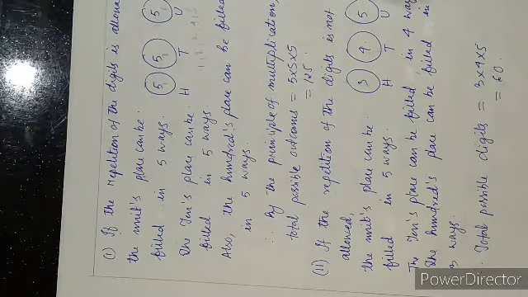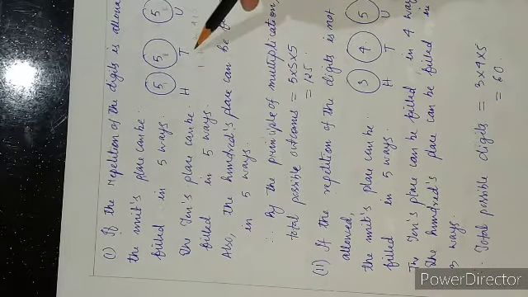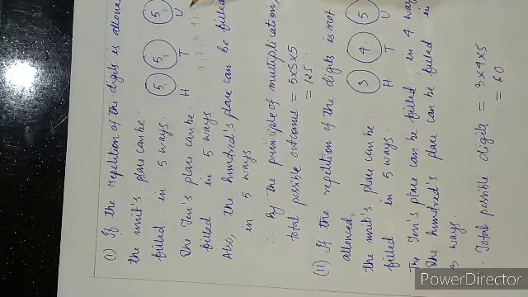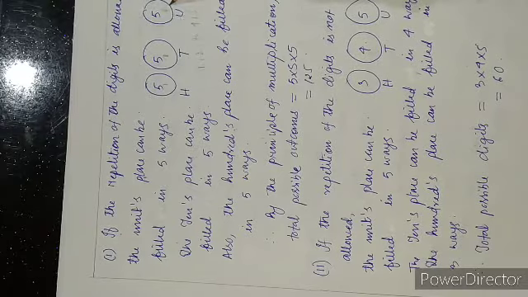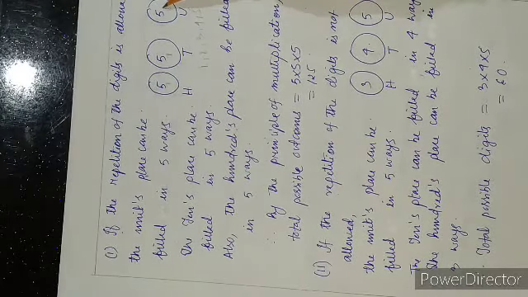If the repetition of the digit is allowed, the units place can be filled up in 5 ways. The unit place can be filled up by 1 or 2 or 3 or 4 or 5, and there are 5 possible ways of filling this vacant place.